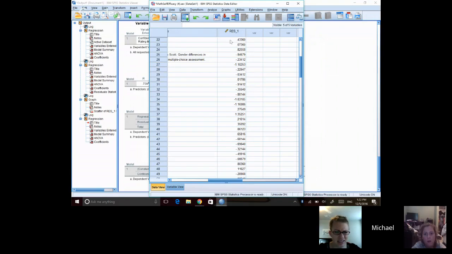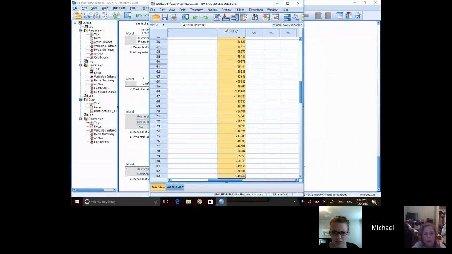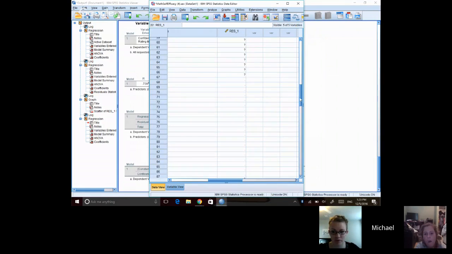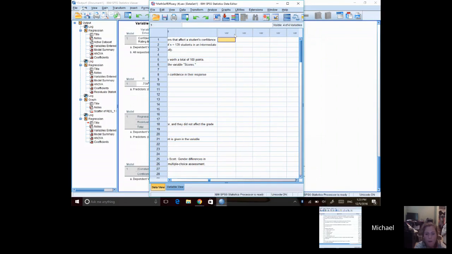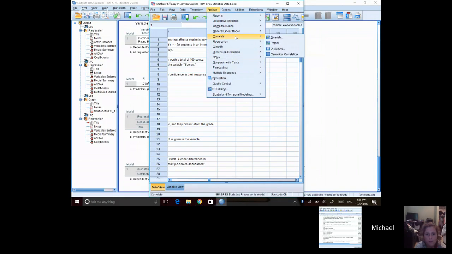I don't mean to say it this way, but I think my residual column is correct, because the residual column should be predicting the score, so the scores should all be positive. You can't get a negative score on a test. Yeah, I think you're right. That's why I'm deleting this. Delete. Because that's what my residuals are.